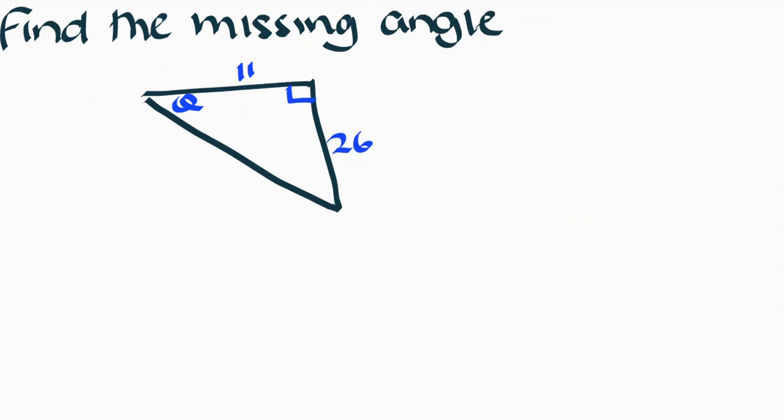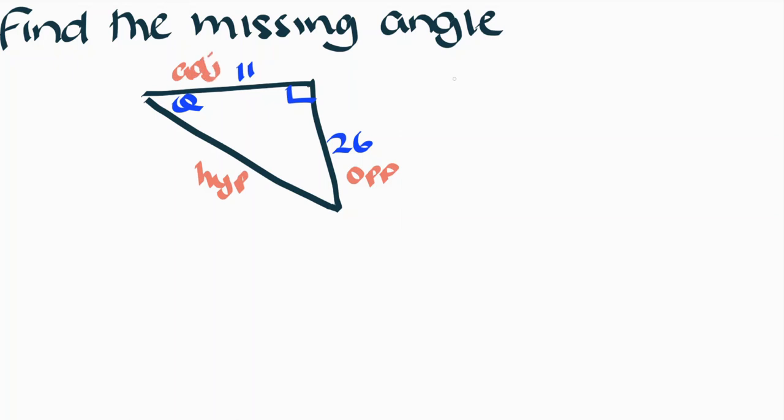Okay, so in this question we're going to find the missing angle. So we have a right angle triangle. We're given the length of two sides. So first thing we're going to do is label our triangle. Opposite our angle that we're going to find, this is opposite. The side opposite the right angle is the longest side, the hyp. And then the side next to our angle is adjacent.